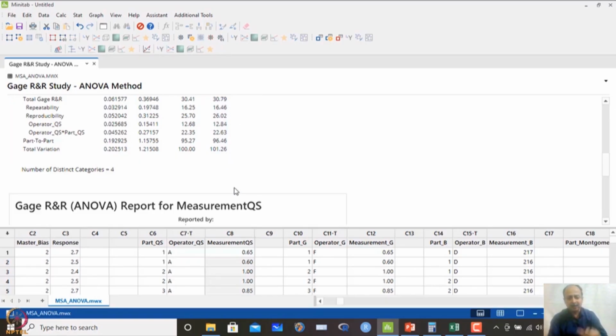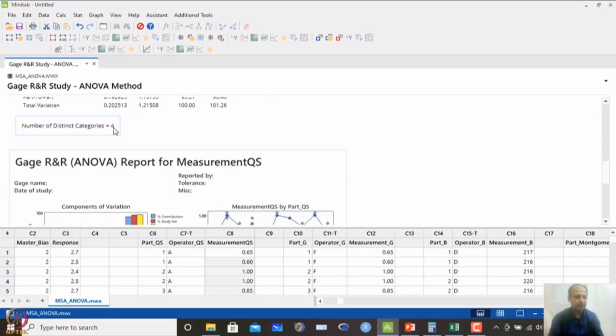So, this is what I wanted to emphasize, and the number of distinct categories is also 4. I have to see this, because it should be greater than or equal to 5. At least equal to 5, then only is that instrument acceptable. So, we have to concentrate on why this is happening. Maybe operator to operator is contributing over here mostly. And part selection, we have to be very precautious about selecting the parts over here. It should cover the operating range of the CTQs, or the specification range of the CTQs. So, this is all what we have to discuss in measurement system analysis.